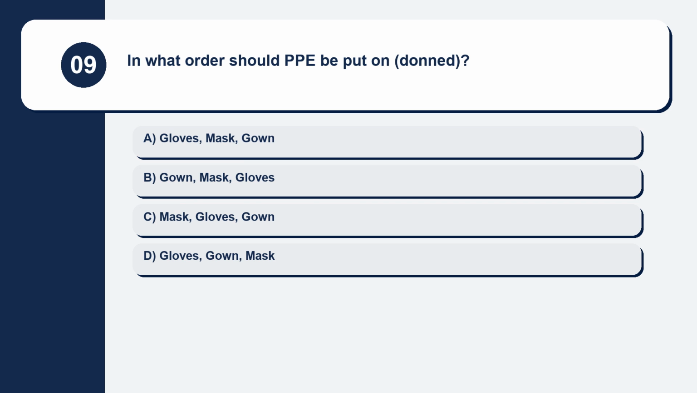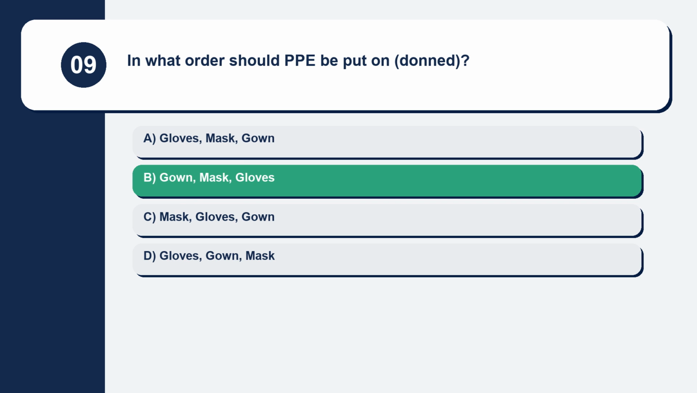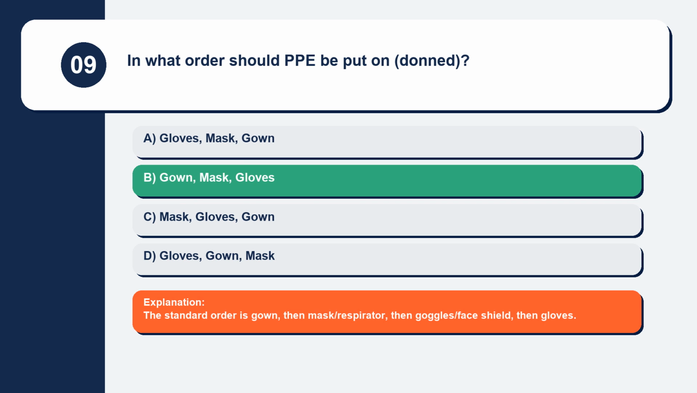Question 9. In what order should PPE be put on, donned? Gloves, mask, gown. Gown, mask, gloves. Mask, gloves, gown. Gloves, gown, mask. The standard order is gown, then mask or respirator, then goggles or face shield, then gloves.